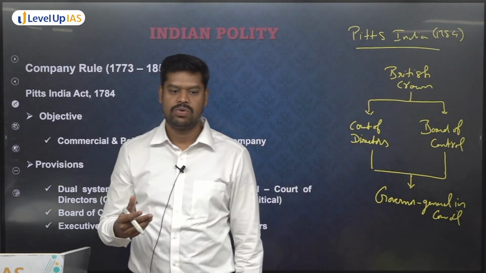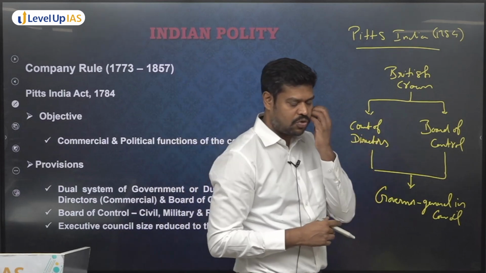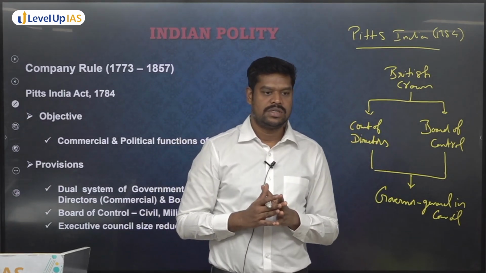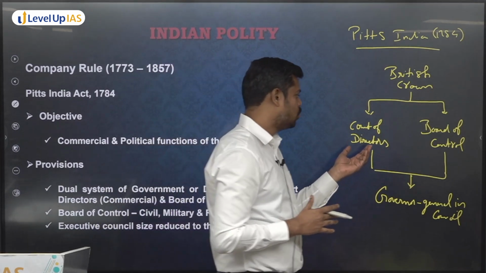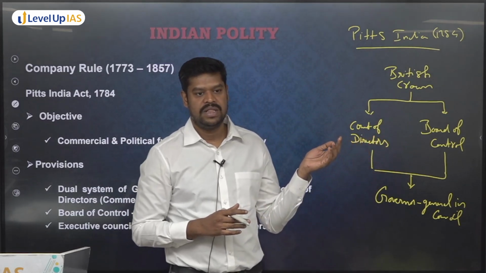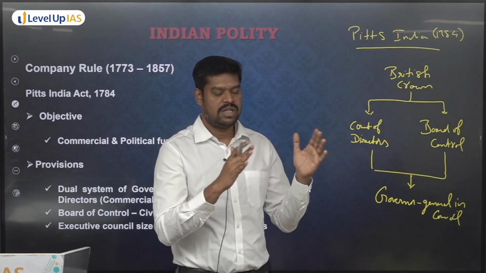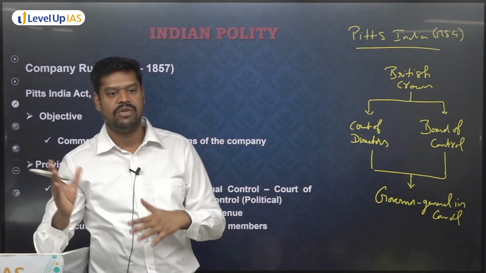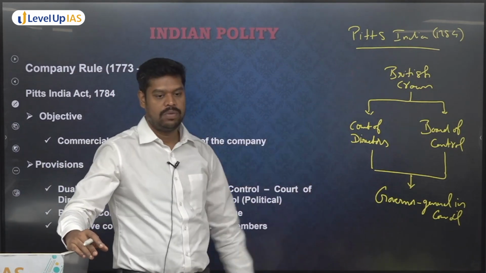The only new thing that was created by the Pitt's India Act is majorly the board of control. And they divided the responsibility between the court of directors and the board of control. So earlier it was the court of directors, the major stakeholders or the owners of the company. They were responsible for everything, for both the commercial as well as the political functions of the company. And they were directing the Governor Generals and they were reporting to the British Crown.